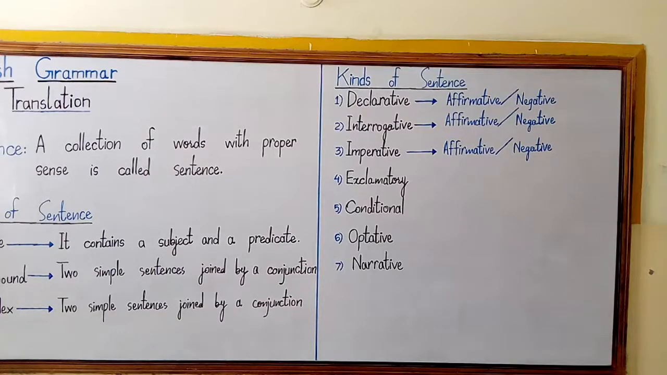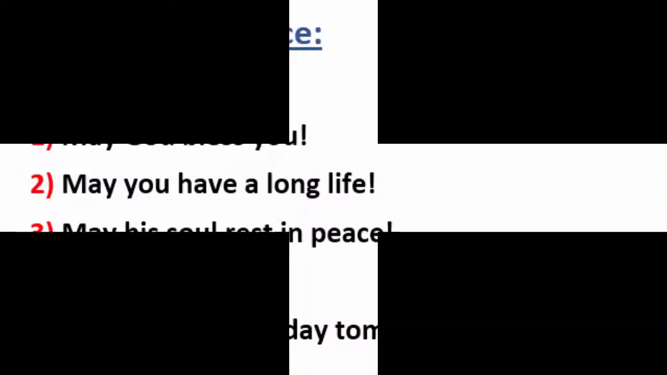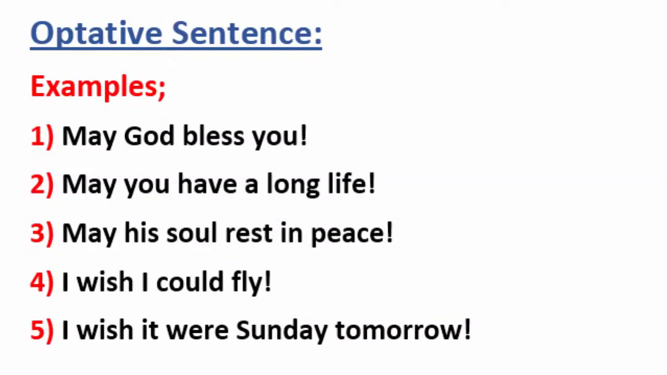Optative sentence is a sentence in which we express a wish or desire. For example, example number 1, may God bless you. Example number 2, may you have a long life. Example number 3, may his soul rest in peace. Example number 4, I wish I could fly. Example number 5, I wish it were Sunday tomorrow.